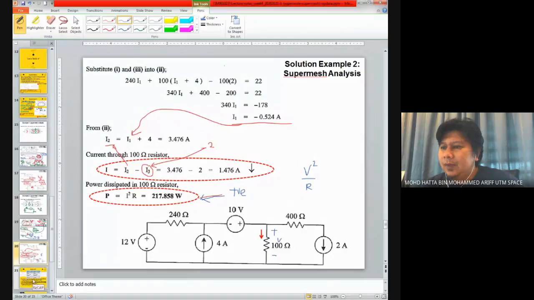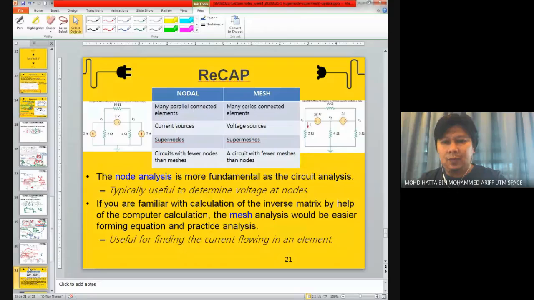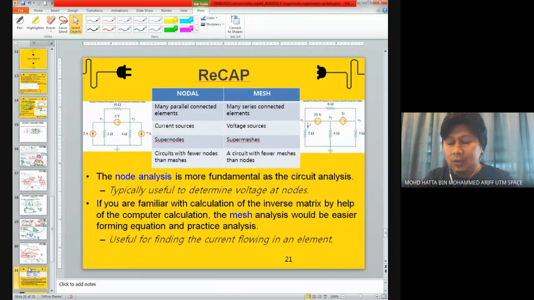Okay. Any questions so far? I have shown you two examples of supermesh and also supernodes in our first part. Okay, this is the recap of what we have learned from node, mesh, and also supernode and supermesh.